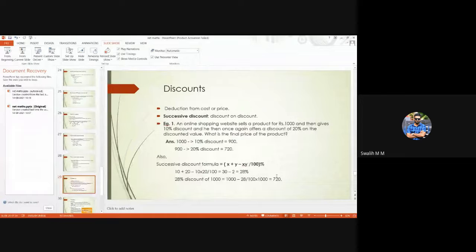For successive discounts, you can use this formula for saving time, x plus y minus xy by 100, and that is the total discount value. Then you just have to reduce the discount value from the total value. Yes, it is similar to the previous formula.